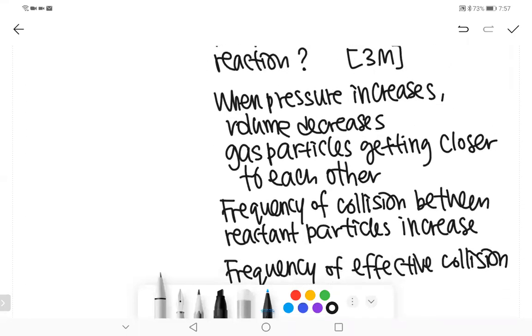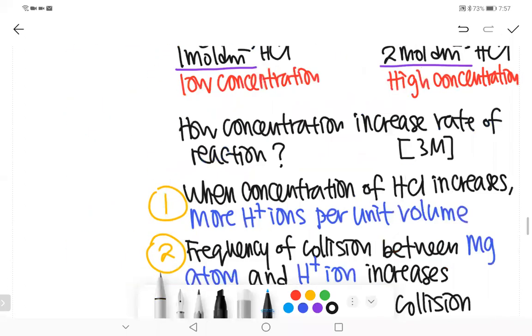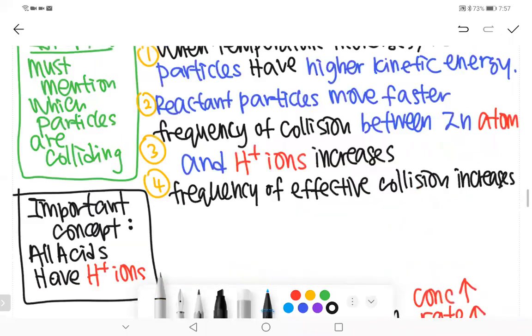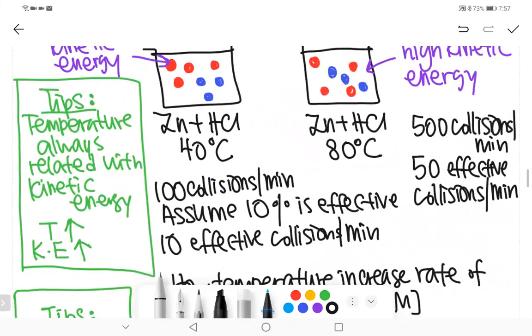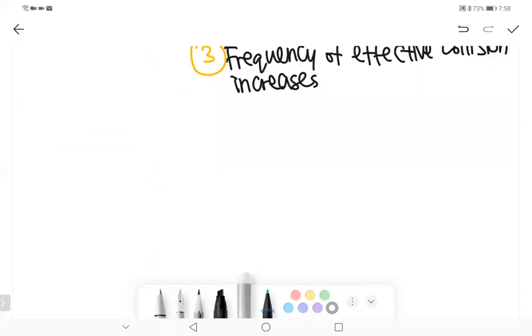So where do the 3 marks come from? The first mark is awarded when you mention pressure increases, the gas particles get closer to one another. The second mark is awarded when you mention the particles collide more and more frequently. The third mark is awarded when you mention the frequency of effective collision also increases. So this is how you get your 3 marks in this question. Do it in a very systematic manner. You can see all the questions keep talking about collision theory, the most important thing in this chapter.